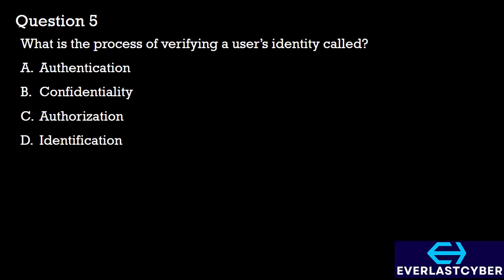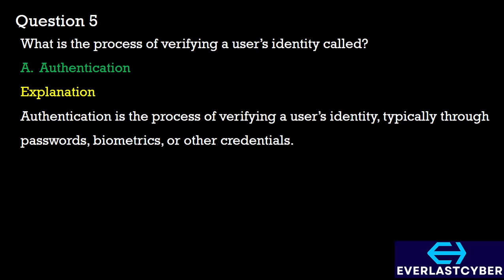Confidentiality is the protection of information from unauthorized access, but it has nothing to do with verifying identities. Authorization is the process of determining what actions a user is allowed to perform after they have been authenticated, while identification is the process of recognizing a user. However, it does not verify their identity. So with respect to the question, the best possible answer is option A, authentication. So it is the process of verifying a user's identity through the use of passwords, biometrics, or other credentials.